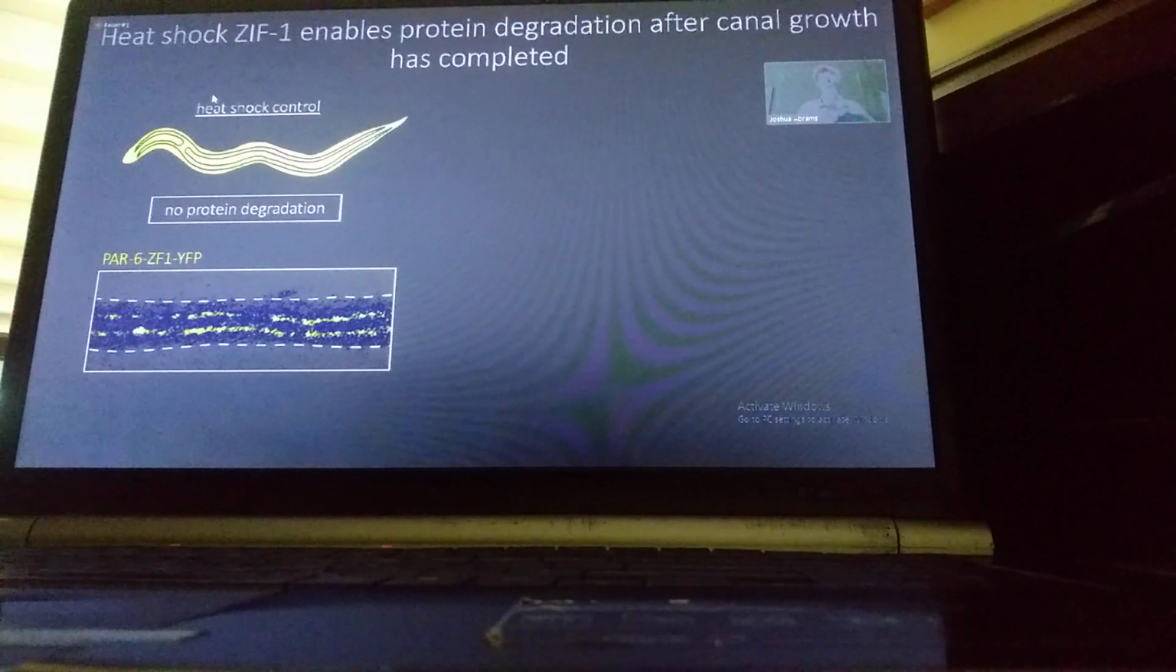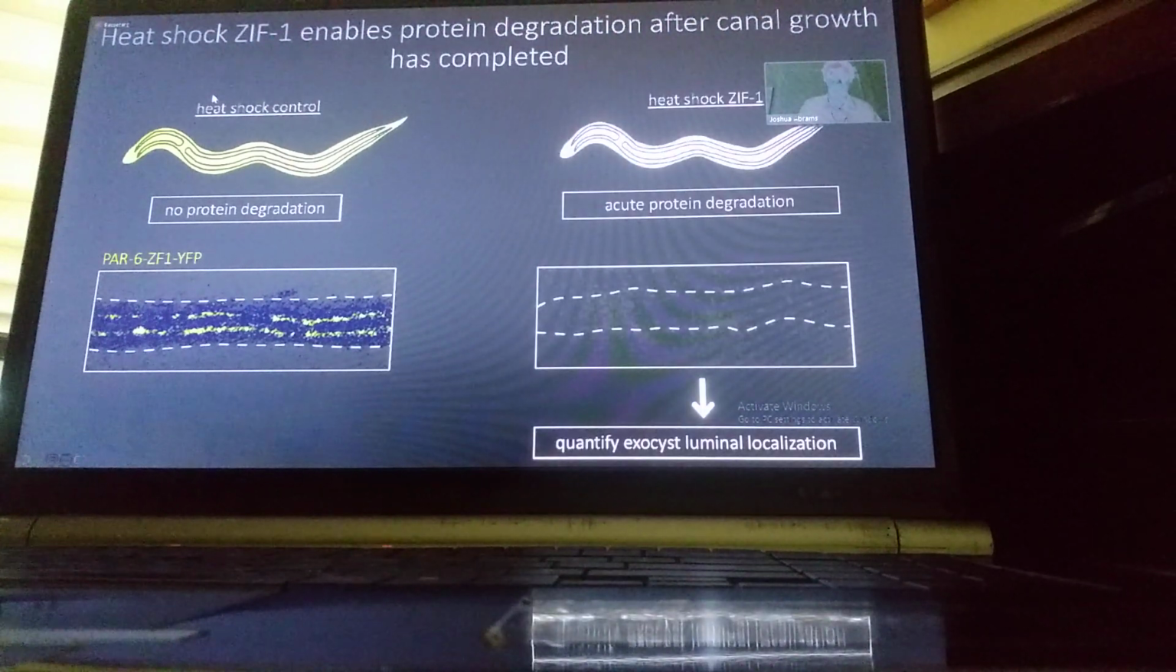So to actually test the epistasis between exocyst and PAR components, we had to modify our degradation to actually remove PAR proteins after the canal is fully formed to get around these morphological defects. So for this, we used a heat shock promoter to drive ZIF1. And here I'm showing you PAR6 endogenously tagged with ZF1 and YFP, which is brightly expressed in the canal. But when we heat shock to activate ZIF1 and look about 45 minutes later, we see that it's very robustly degraded from the canal cell.